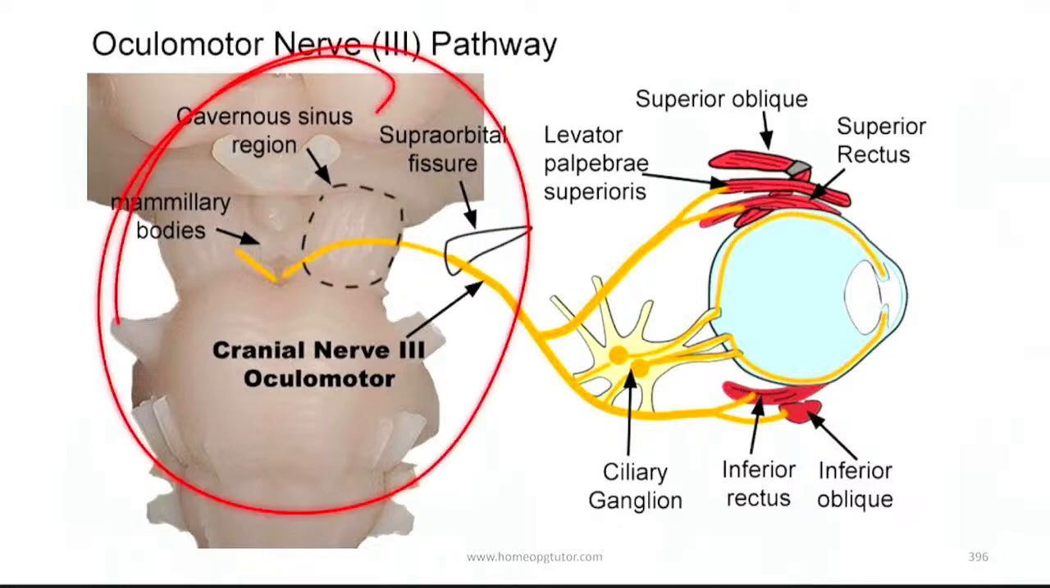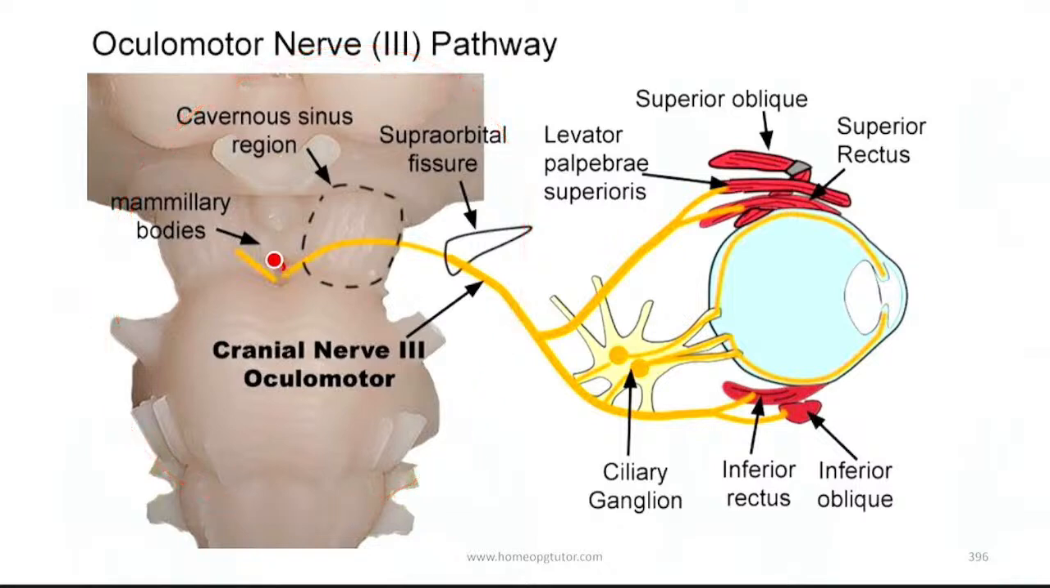So this is completely the midbrain. In here we have a nucleus. This nucleus is the oculomotor nucleus. This one gives rise to the oculomotor nerve. Fine. It goes into the cavernous sinus and then it goes outside in an extracranial route.